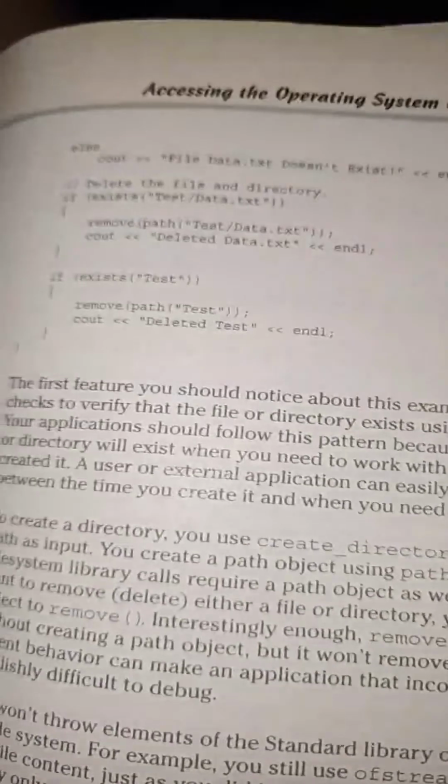The first feature you should notice about this example is that it constantly checks to verify that the file or directory exists using the exists function. Your applications should follow this pattern because you can't know the file or directory will exist when you need to work with it, even if your application created it. A user or external application can easily delete the file or directory between the time you create it and when you need to work with it again.